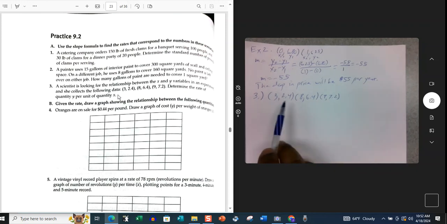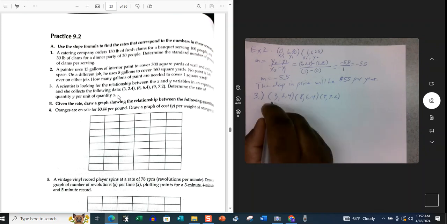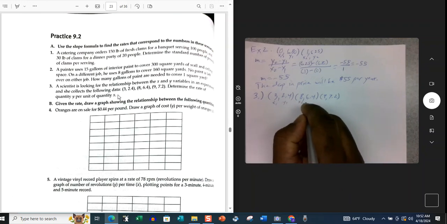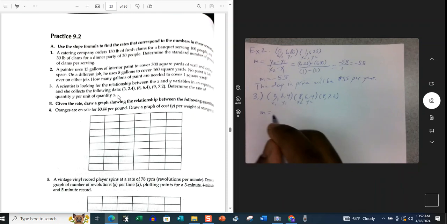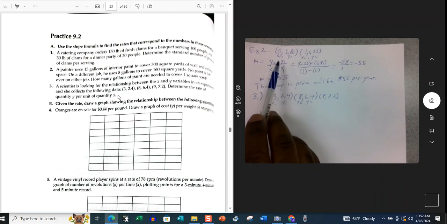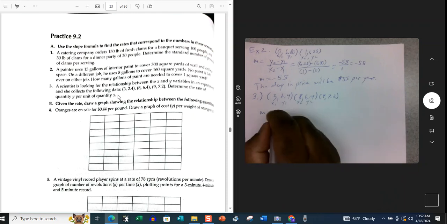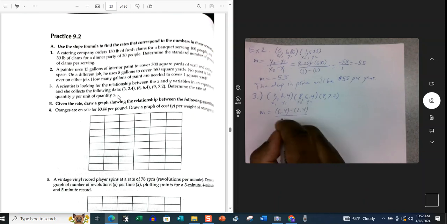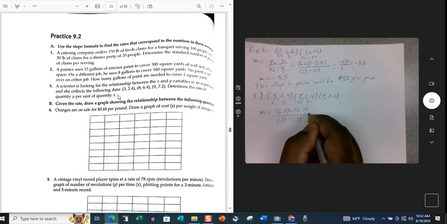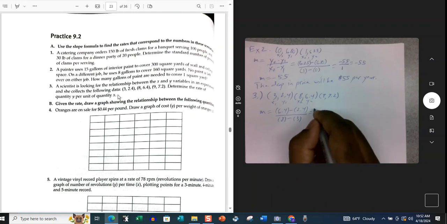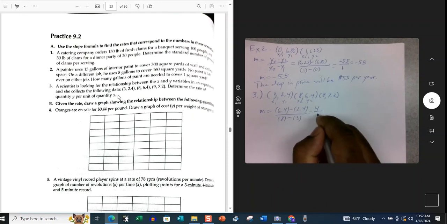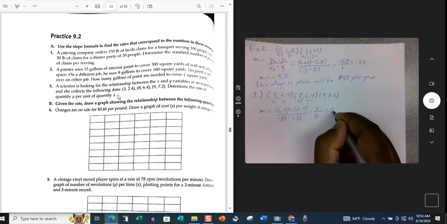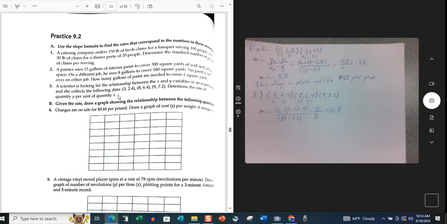Now all we need to do is pick 2 of these 3 ordered pairs in order to find the slope. I'm going to go with the first 2. So this would be my x1, y1. This would be my x2, y2. So we have the slope formula up here. If you want to rewrite the slope formula, you can. So y2 is 6.4 and y1 is 2.4. x2 is 8 and x1 is 3. 6.4 minus 2.4 is 4. 8 minus 3 is 5. Now 4 divided by 5 would give you 0.8. So your answer here would be 0.8.